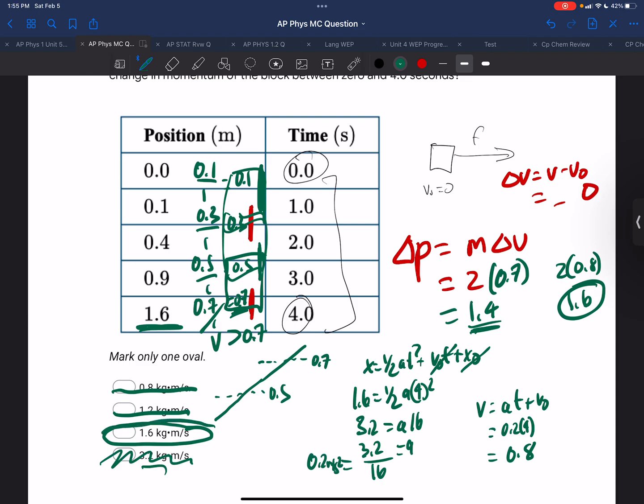Now notice we didn't actually have to go through a calculation. We knew it had to be larger than these two. This one was unreasonably large. It was more than twice the value we had gotten, whereas it should have been just a little bit larger, and that little bit larger is 1.6.